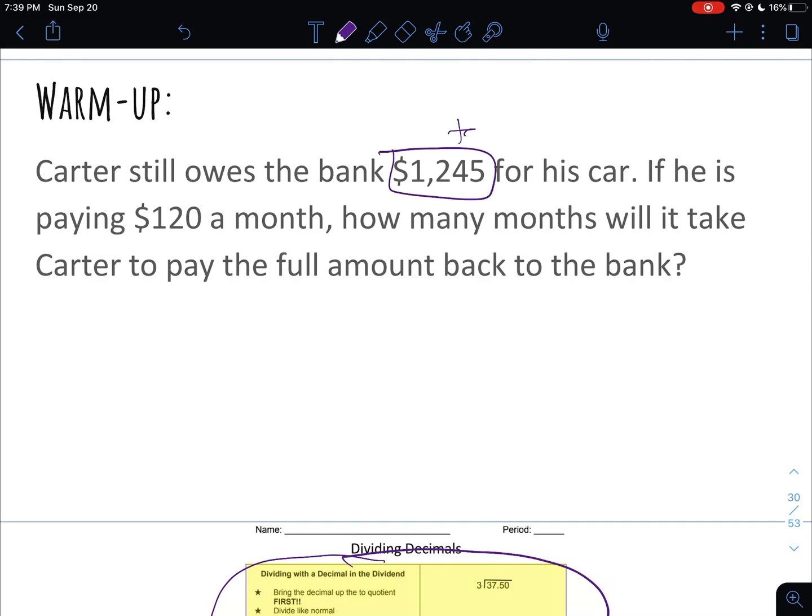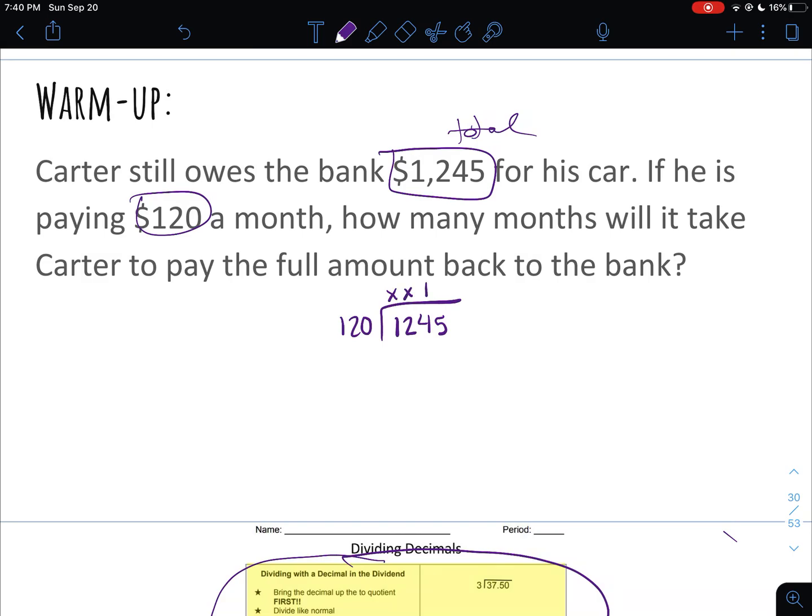So I know that he owes this total to the bank, and each month, he's slowly going to pay off $120. So I need to figure out how many times you can take out $120 from the total, and that's going to tell me how many months it'll take him to pay back the car. So I'm going to do 1,245 divided by 120.